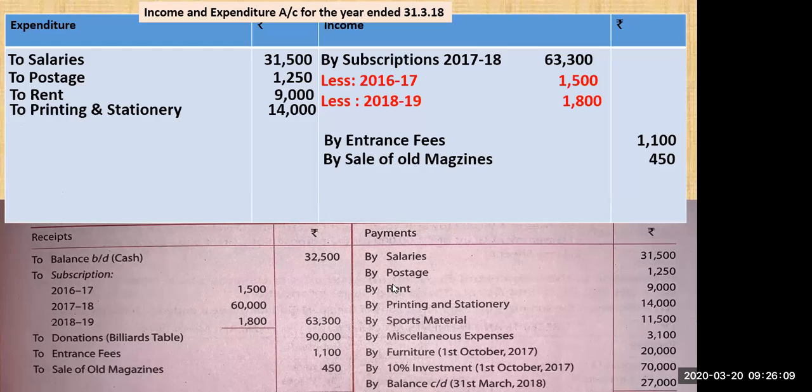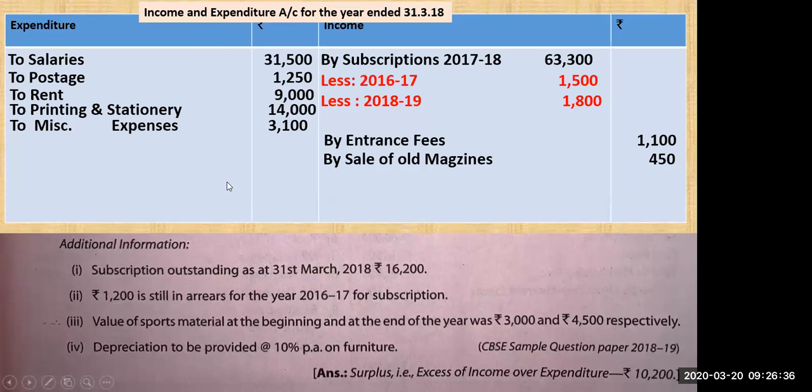Okay. Now next one is sports material. Sports material will be shown in the balance sheet. Miscellaneous expenses, expenditure side. Then furniture we will take later on, and investment later on. By balance, this is your cash balance. It will be shown in the closing balance sheet. Okay. Now come to the adjustments.